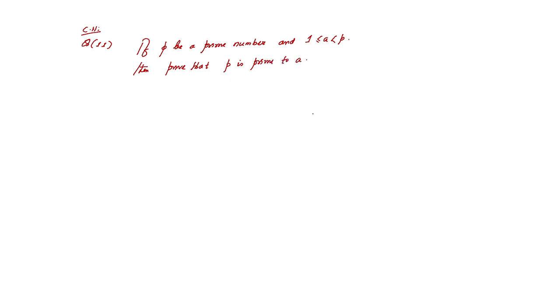That means GCD of A and P equals 1. So we'll come to the solution or proof. What is given here? Given P is a prime, and also it is given 1 ≤ A < P.